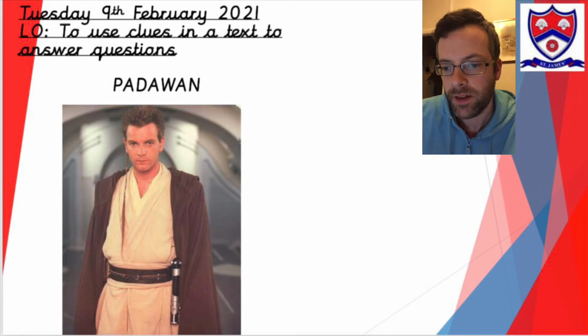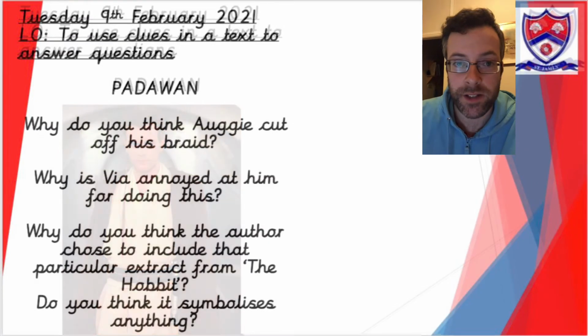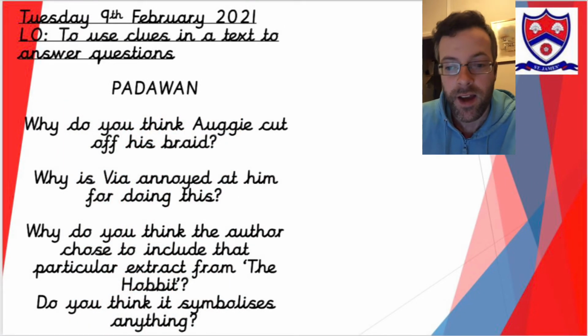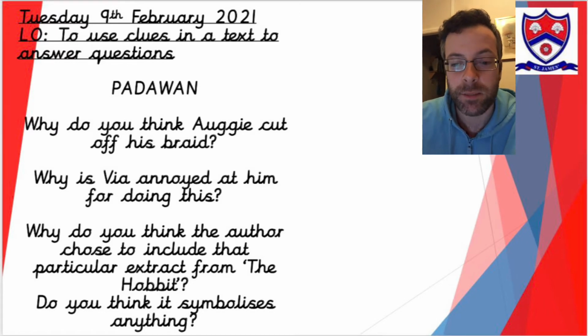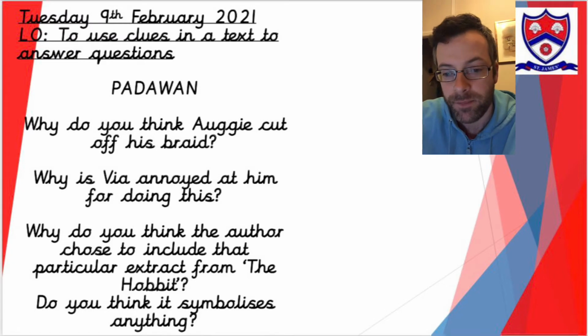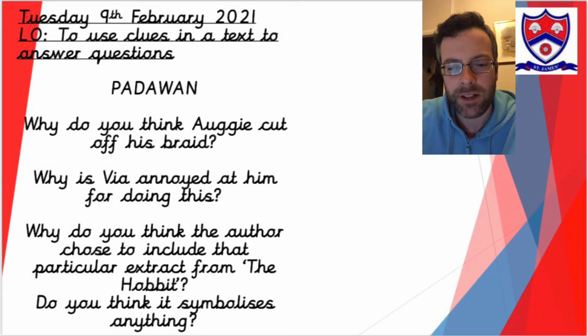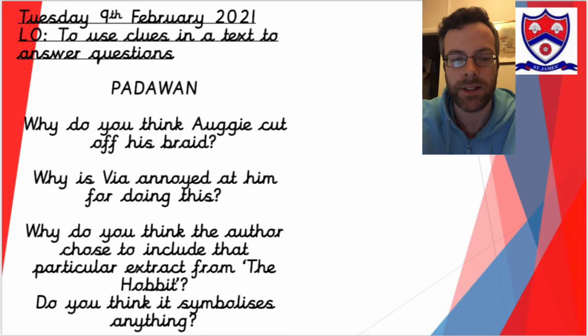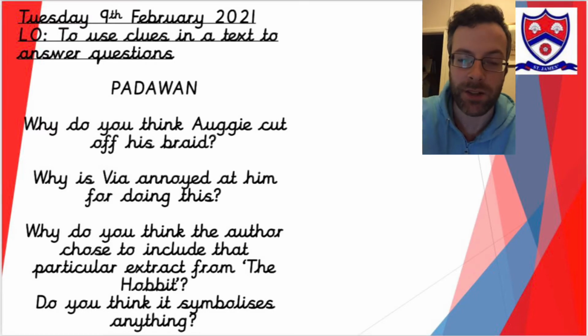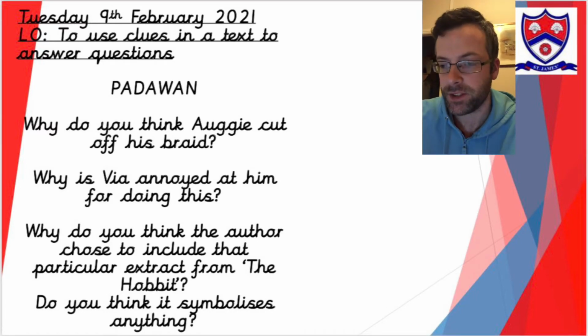So, as we read this chapter, you've got 3 questions that I want you to answer. Well, 3.5-ish. And I do want these in your book. So first one, why do you think Oggy cut off his braid? It kind of gives away a bit of the story, sorry. Why is Veer annoyed at him for doing it? And why do you think the author chose to include that particular extract from The Hobbit? A bit later on there's an extract. And do you think it symbolises anything? I didn't really give anything away. It's like the first line in the chapter. So, Padawan.